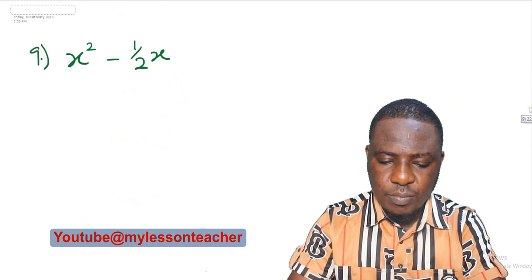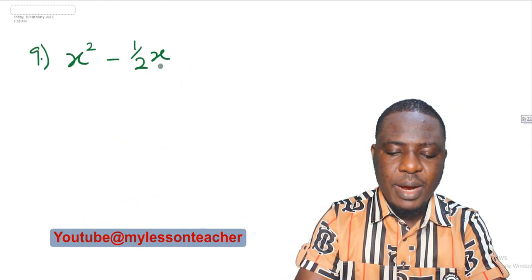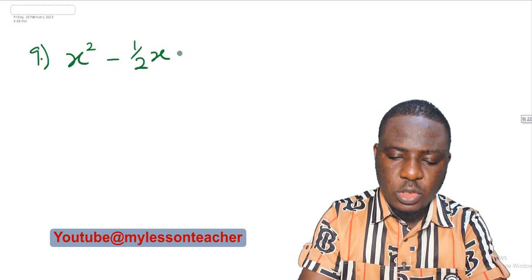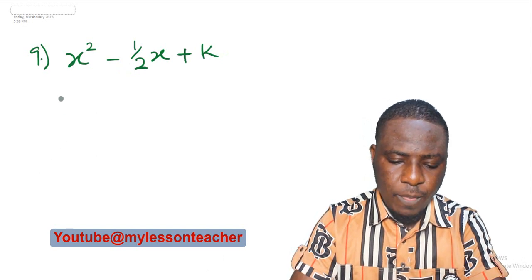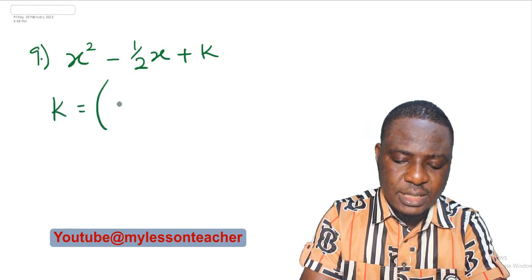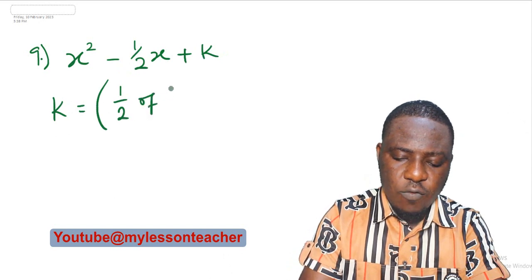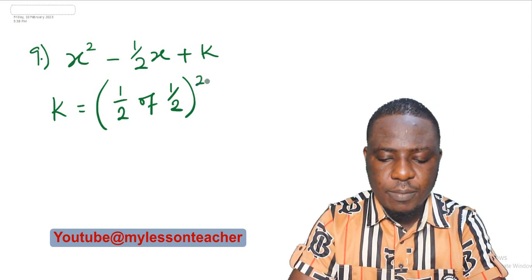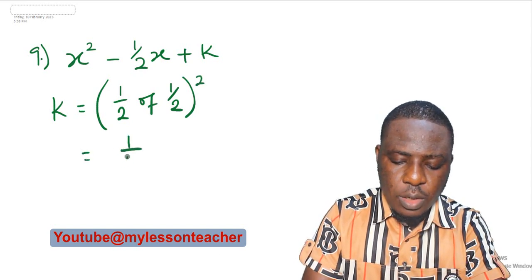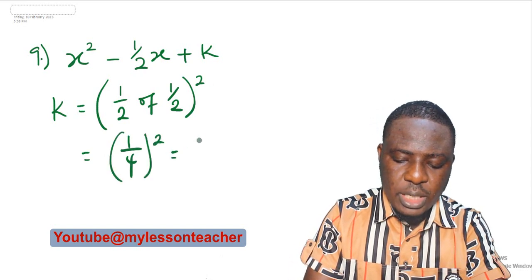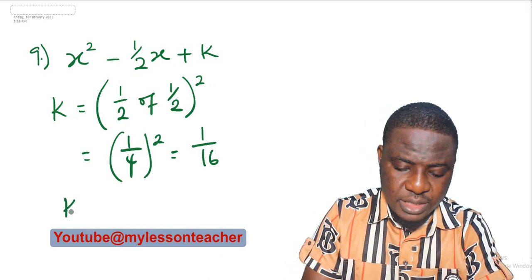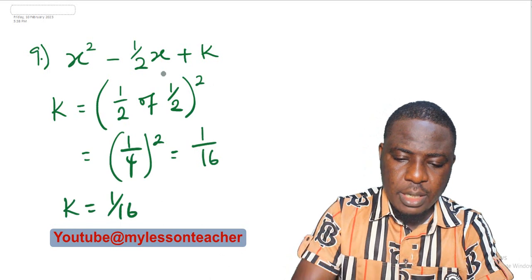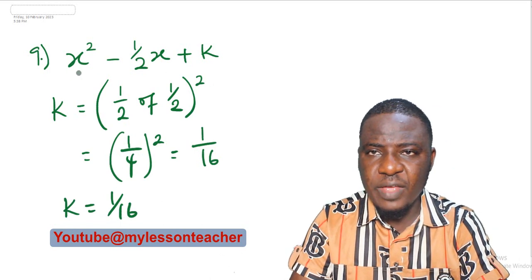Question 9. X squared minus half x. What should be added? Let the constant term be k. And we have k to be defined as half of the coefficient of the middle term all squared. So half of half is said to be 1/4, and 1/4 squared is said to be 1/16.